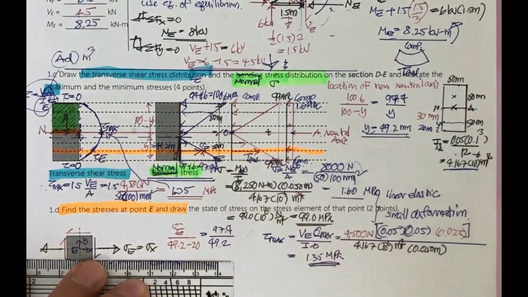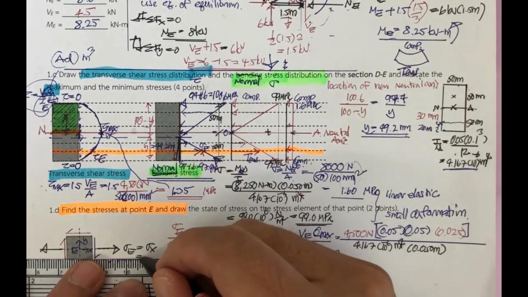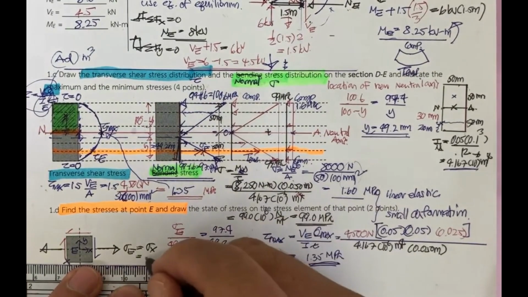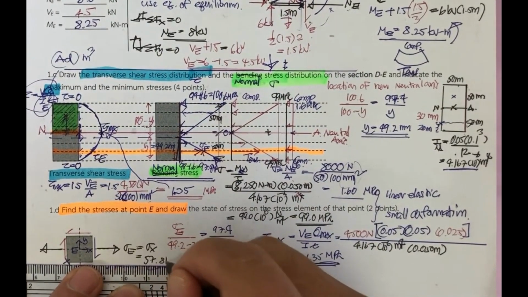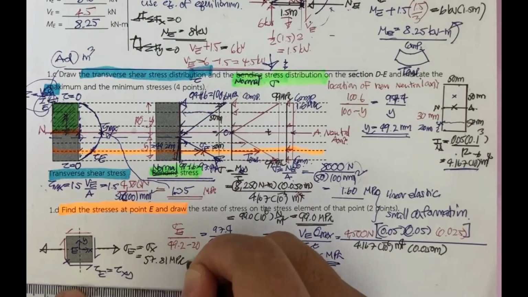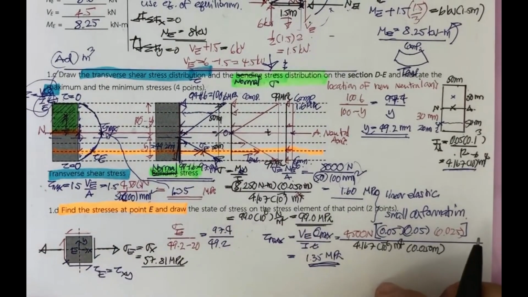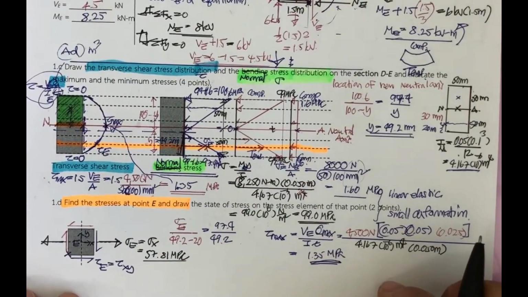Okay, by doing this, you push them into your calculator. Your sigma sub y is going to be 57.81 megapascal. Okay, that's very easy to find, right?